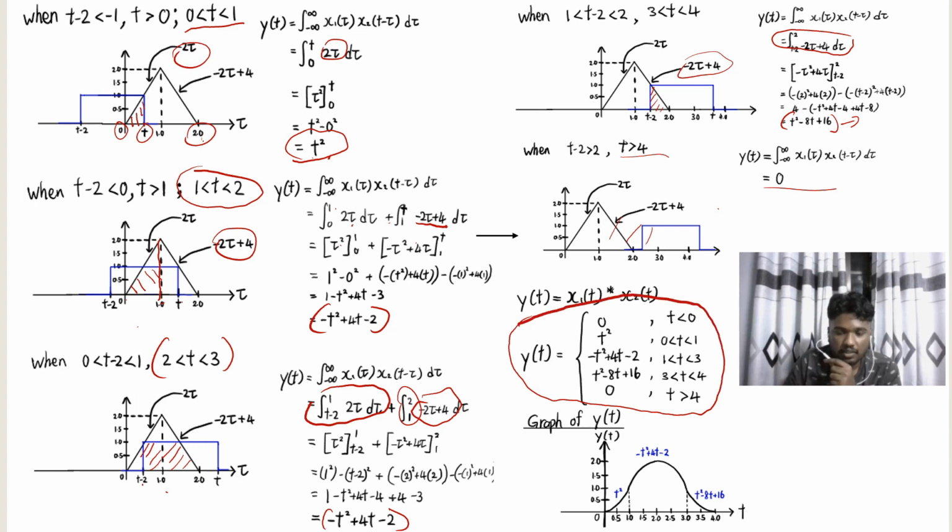Using this, we're going to draw a graph, which will result in t squared from 0 to 1, then from 1 to 3 it's this function over here, and from 3 to 4 it's this function over here. When t is more than 4 it's 0, and when t is less than 0 it's 0. That's how we get y(t). That's it for the manual calculation of task 1.